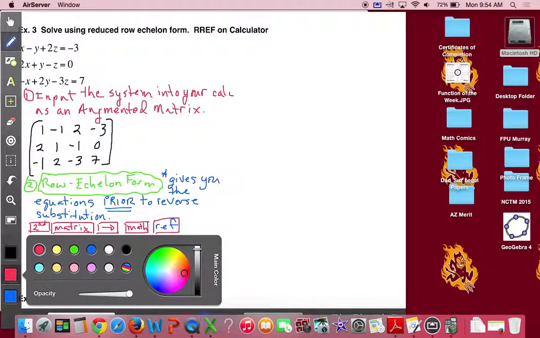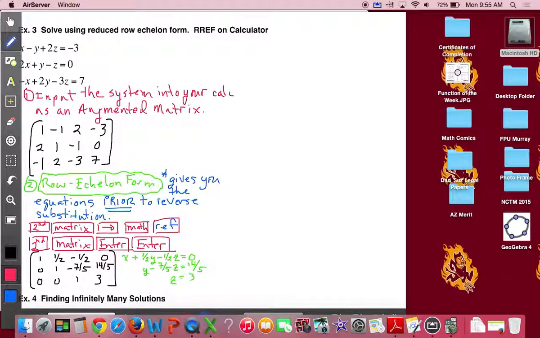So really what you want to do, step 3, is you are going to find reduced row. So you're finding reduced row echelon.